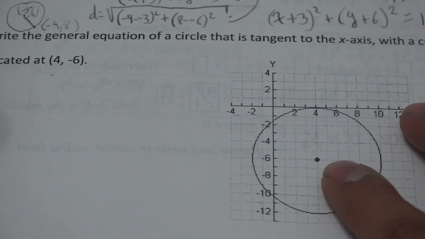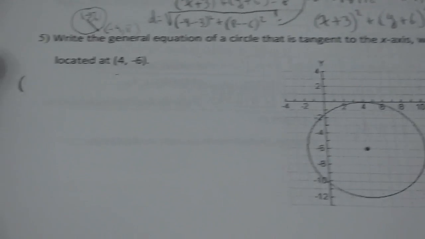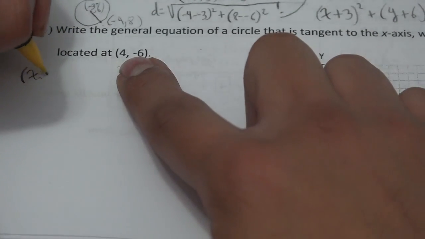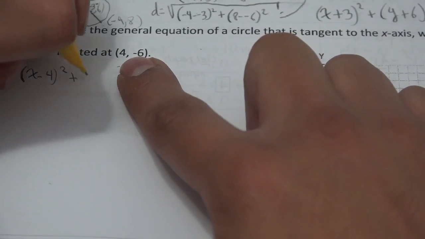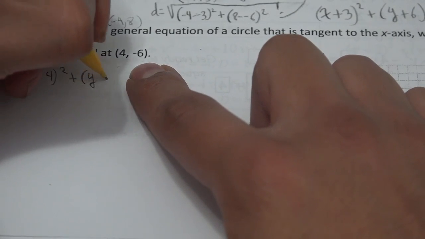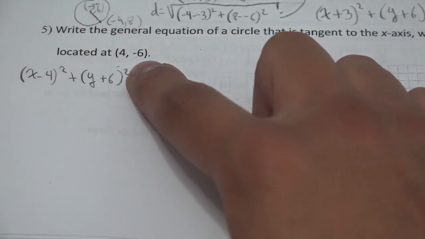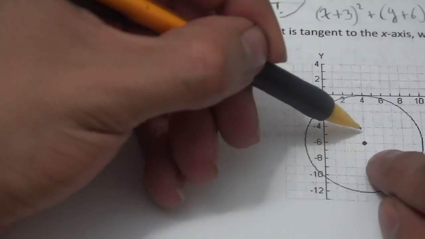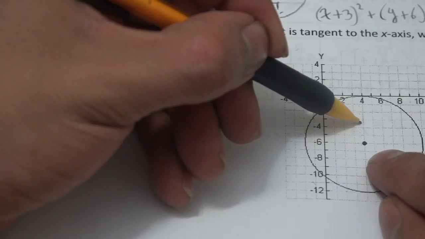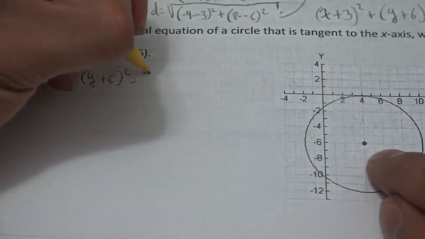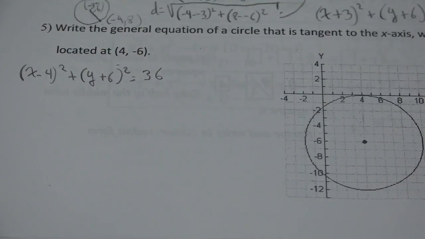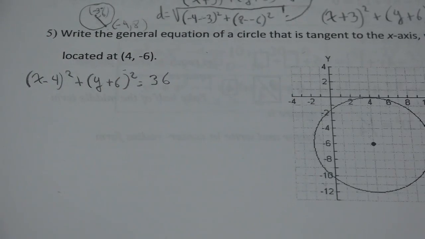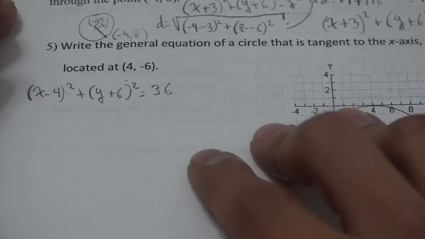So my equation right here will be (x - 4)² + (y + 6)², and since the radius is 6, on the right side of the equation it is 36. Remember, this is not what they're asking me. They're asking me to put it in general form. So you already know what I gotta do.